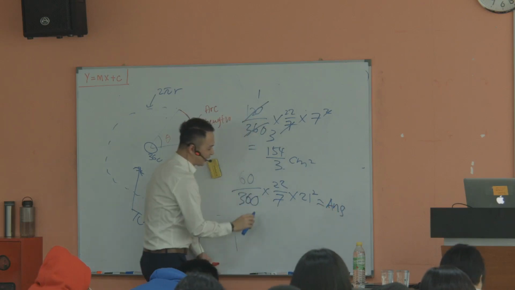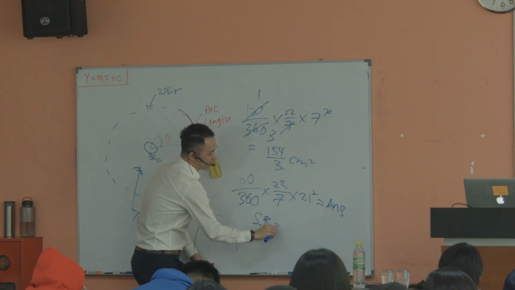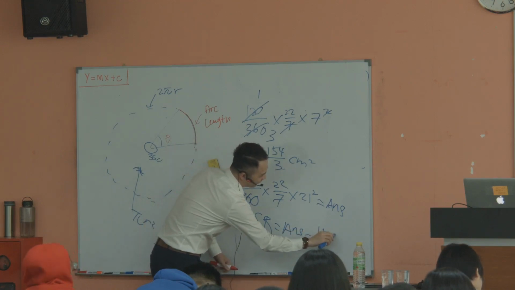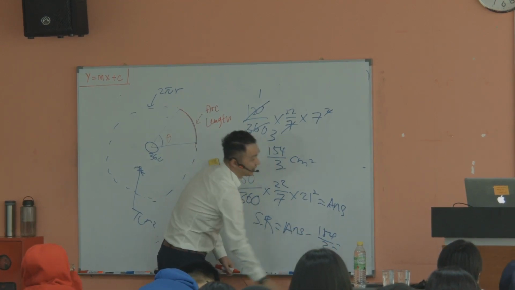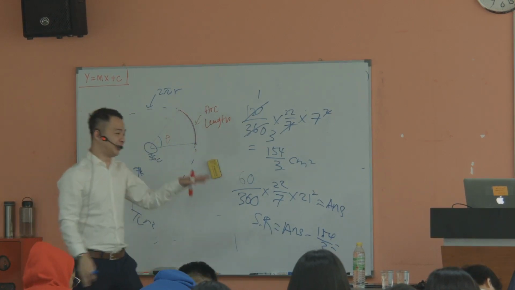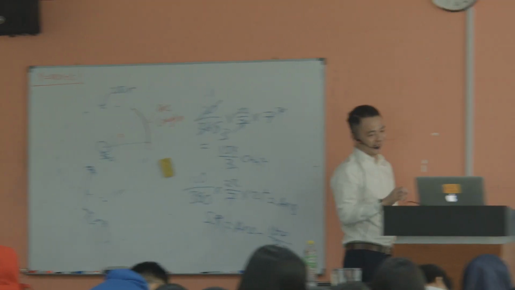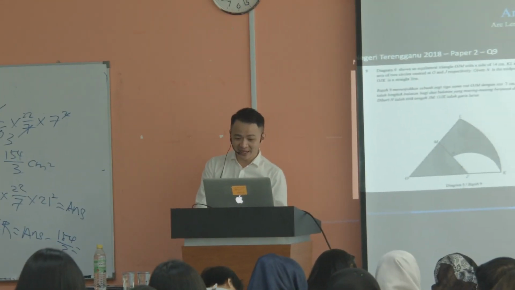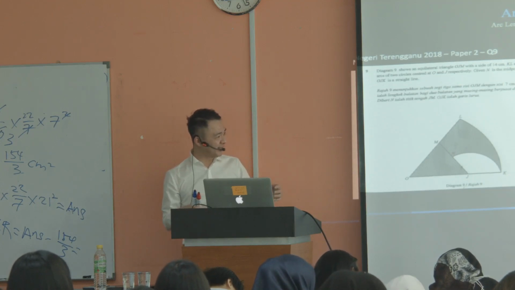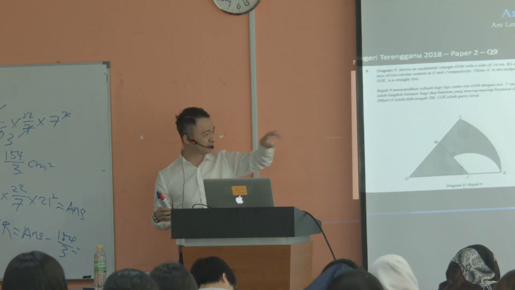And then in order to get the shaded region, I just use my answer minus 154 over 3. Then I can get the area of the shaded region. Okay, so you need to analyze a little bit. The second part, they ask you to find the parameter. So parameter, basically you need to find 2 things first.